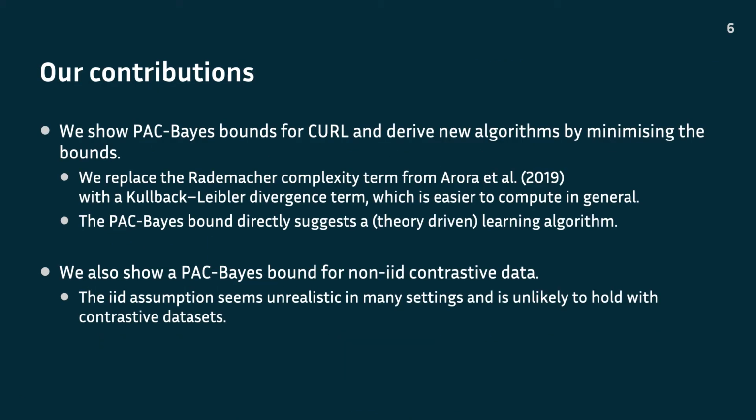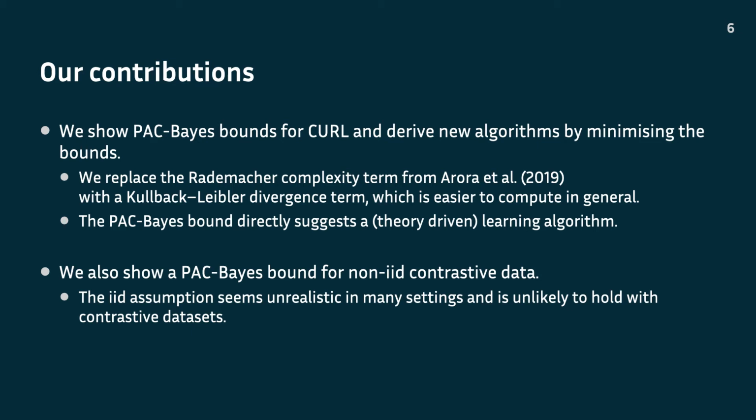In this work, we extend their approach for theoretical understanding of CURL. We show the first PAC-Bayesian bound for CURL and derive algorithms by minimizing the bounds. Technically, we replace the Rademacher term in the previous Arora et al.'s bound with Kullback-Leibler divergence, which is easier to compute in general. Therefore, the PAC-Bayesian bound suggests a theory-driven learning algorithm.